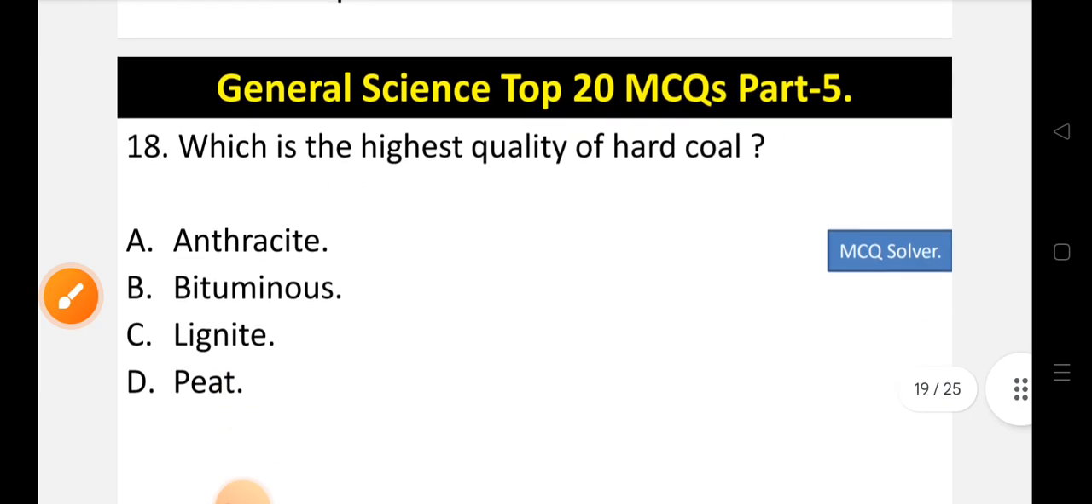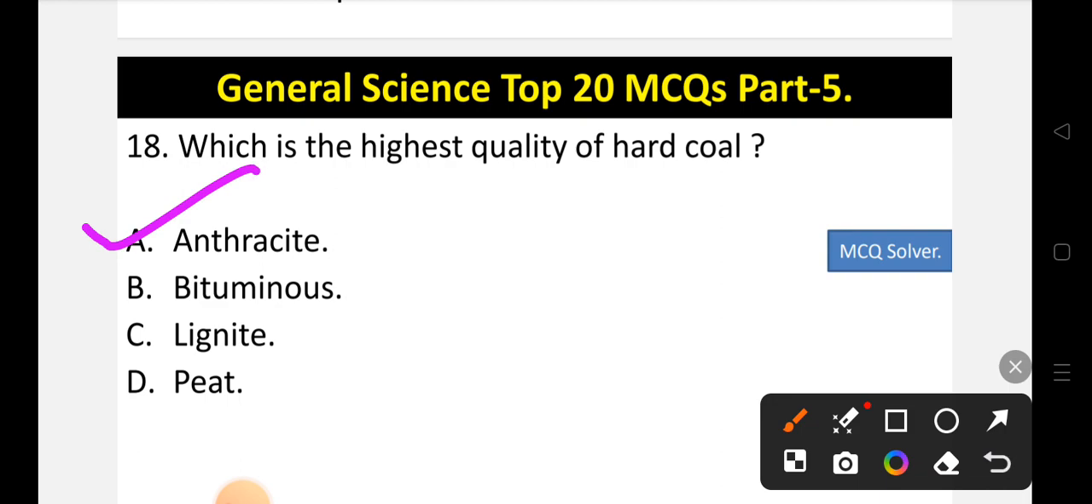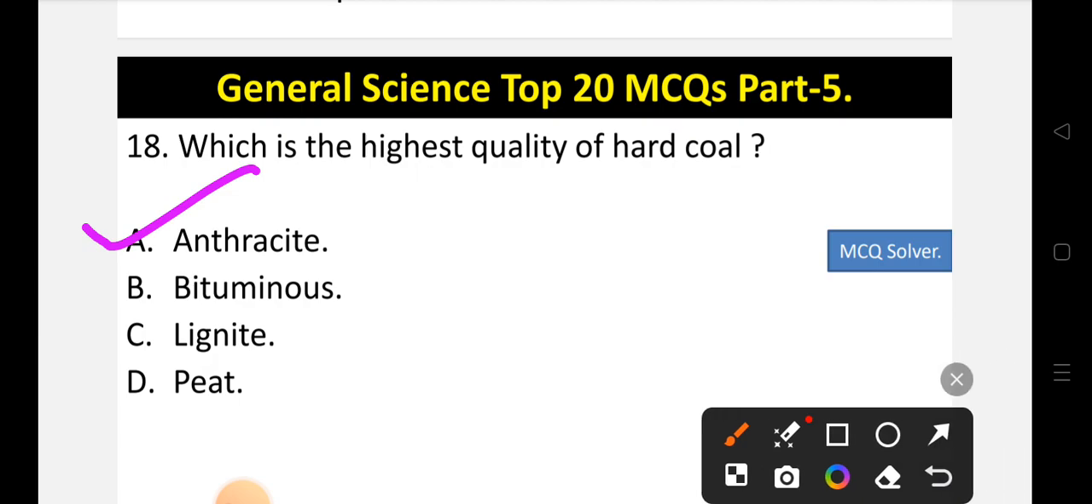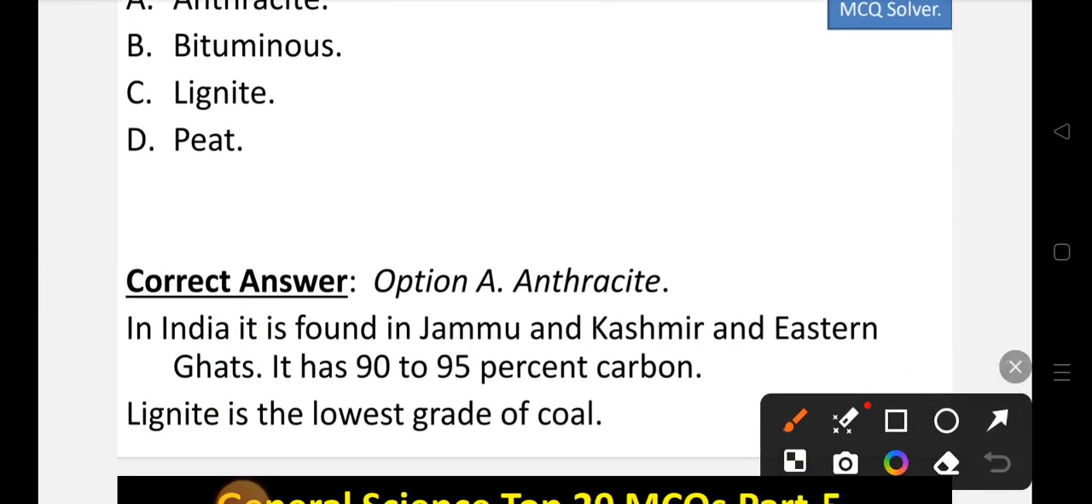Now let's move to question number 18. Which is the highest quality of hard coal? The correct option will be option number A, that is anthracite. So anthracite is the highest quality of coal, where 90 to 95% of anthracite contains carbon. And in India, anthracite is found in Jammu and Kashmir and Eastern Ghats. So A is the correct option.